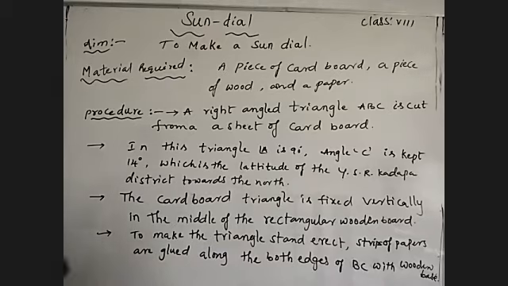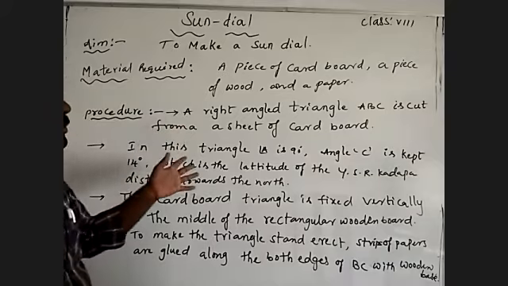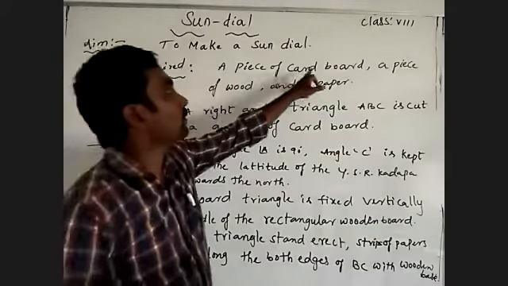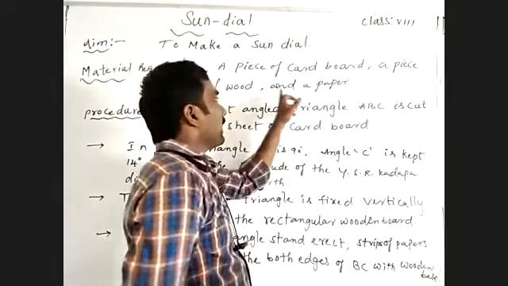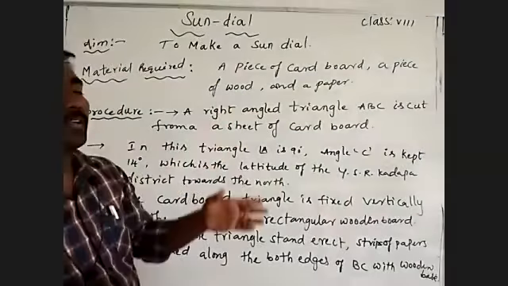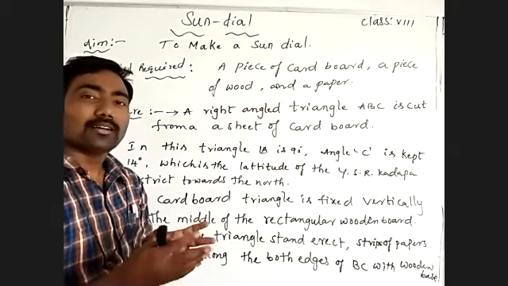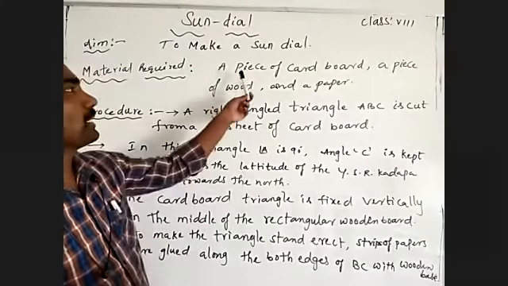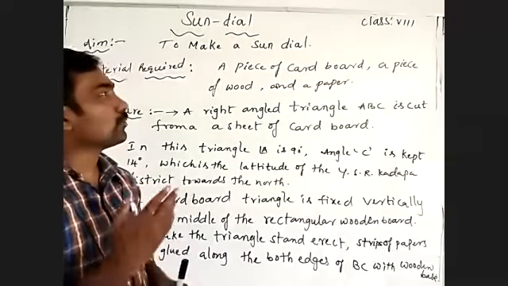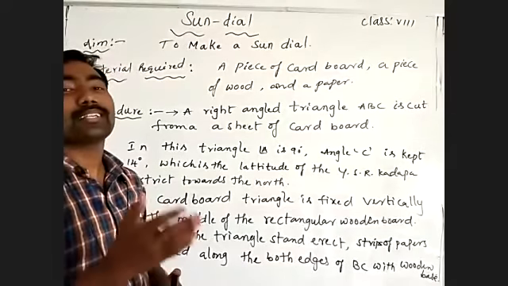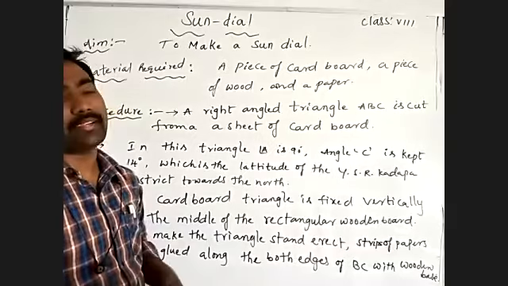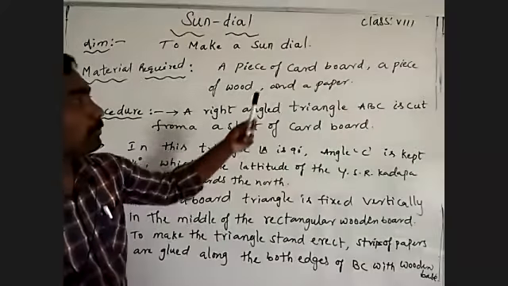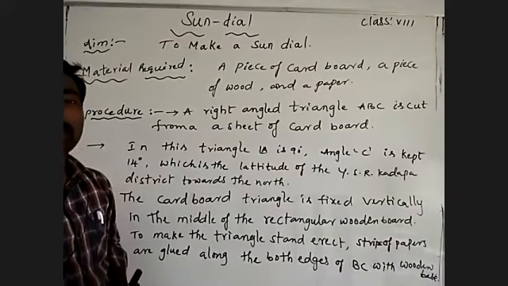Okay, coming to that, how we are going to construct the sundial. See, we need these types of materials: a piece of cardboard, a piece of wood, and paper. The paper we are using to stick the right angle triangle to the wooden base. The piece of cardboard we are using to make the right angle triangle, the piece of wood we are using as a base, and the paper we are using for sticking.